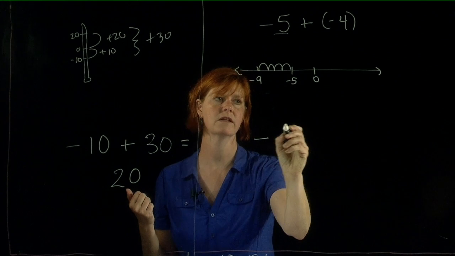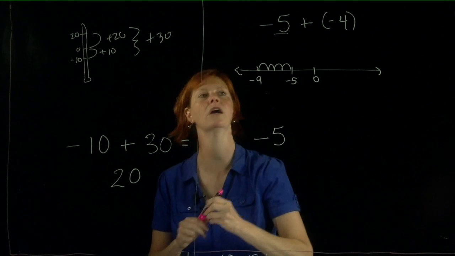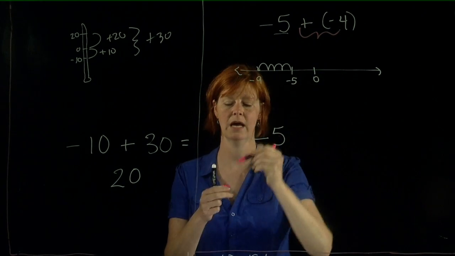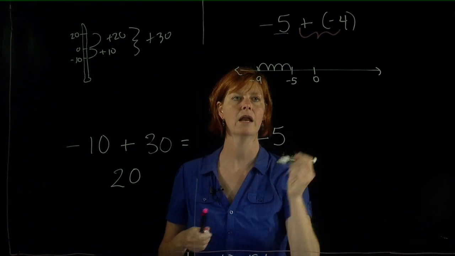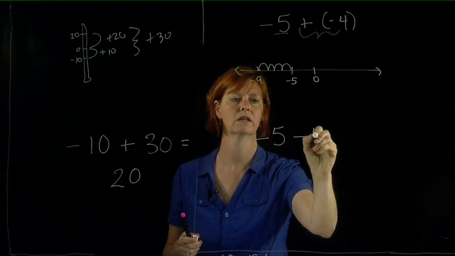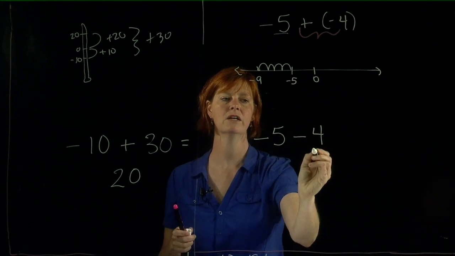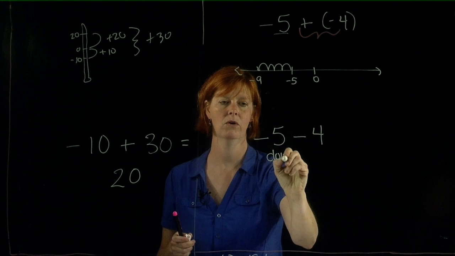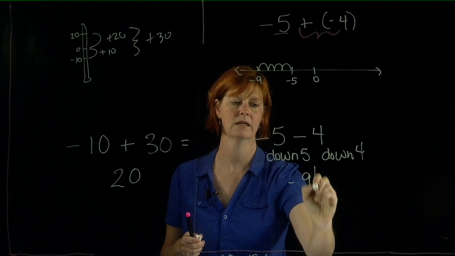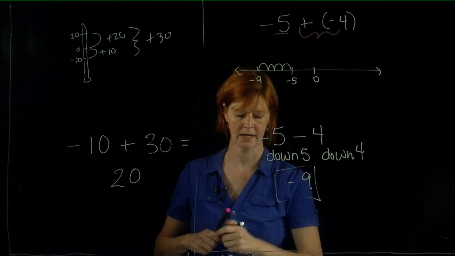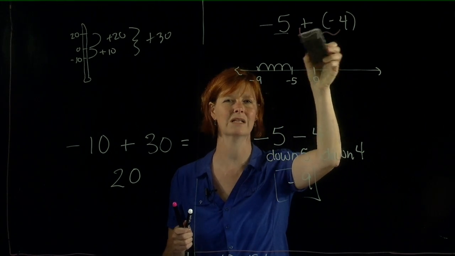So I could rewrite this problem as -5. This is the point of the lesson right here. These two, plus a negative, that becomes a subtract. Now, down 5. Here I am at 0, go down 5, then go down 4 more. Down 5, down 4, puts me at down 9. That's the idea. Anytime you have a positive and a negative next to each other in a math problem, the first thing you're going to do is clean that up.